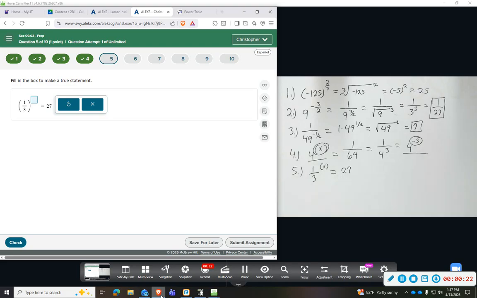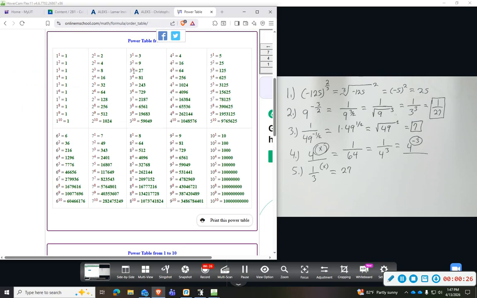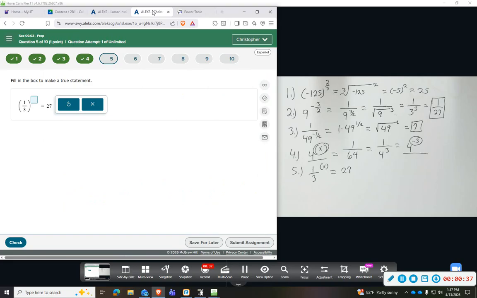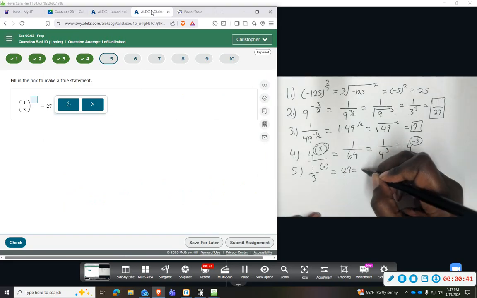base. If you're not familiar with these, I went ahead and opened up a power table. You just do a Google search for power table. We have a base of 3, so I'm looking for 3 to some power that gives me 27. And I see 3 to the third. So I'm going to rewrite this as 3 to the third.